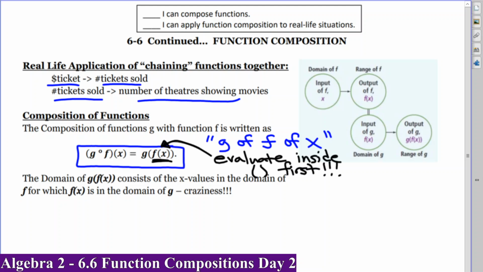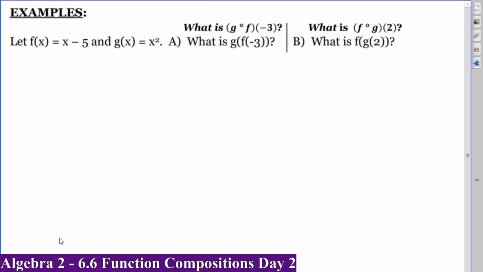Okay? So the easiest way to go through these problems is to look at a couple examples, right? Because it can be confusing just kind of looking at that. So let's look at a couple examples here to maybe clear things up. All right, we are given that we have two functions, f of x equals x minus 5 and g of x equals x squared. Okay, we want to know what is g of f of negative 3.